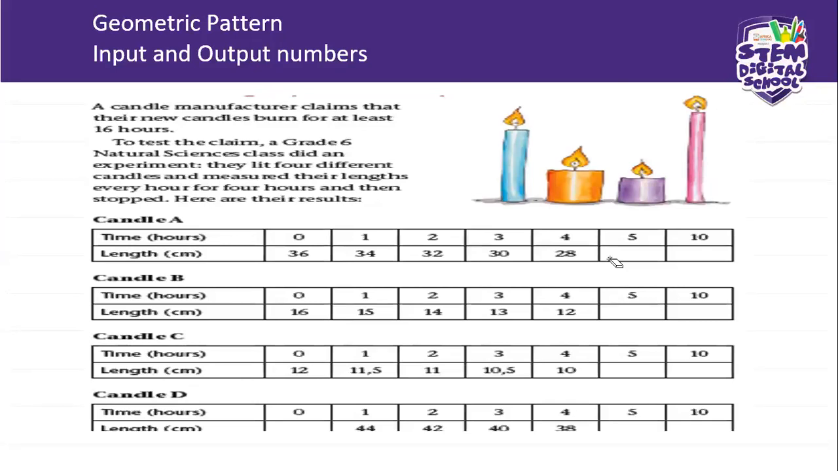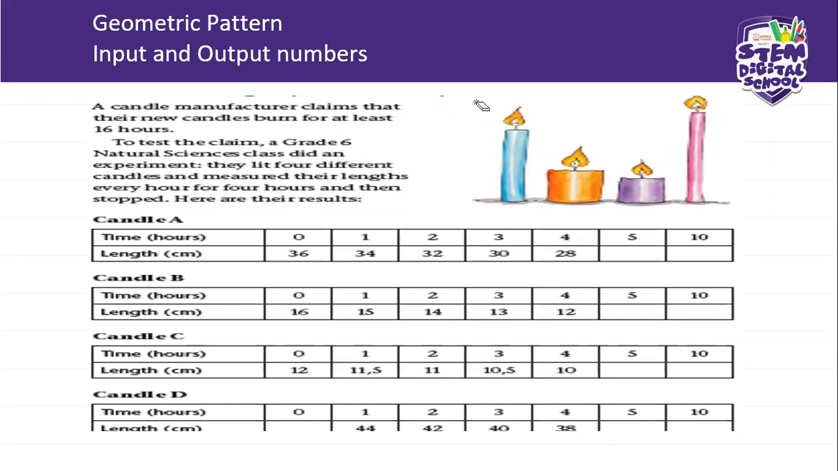So which candles here, by looking at the pattern, will last the 16 hours? And I am going to ask you why. I think the candle that can last 16 hours is candle C because it only reduces half a centimeter per hour. Which other candles? Remember that as we go down an hour, it keeps on losing 2.